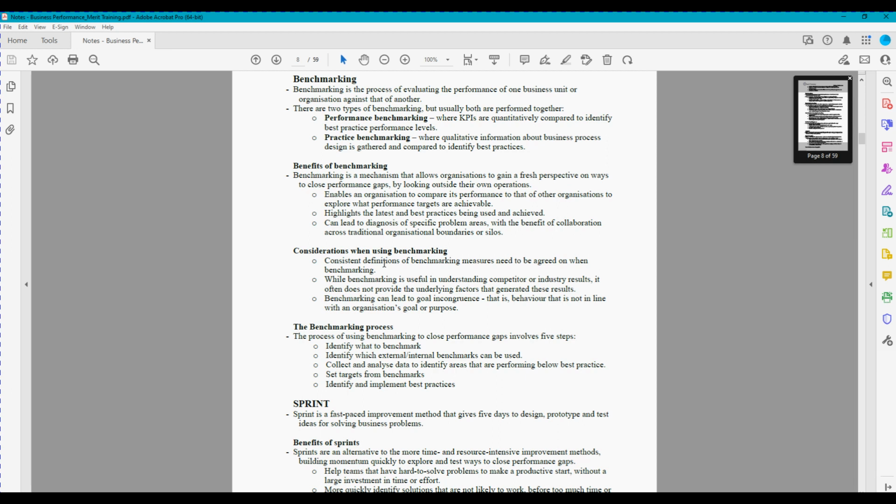So if you're part of one group, what's our wage percentage? And then what's our main competitor's wage percentage? Oh, theirs is much better than ours. Okay, that's where we should be at, basically.